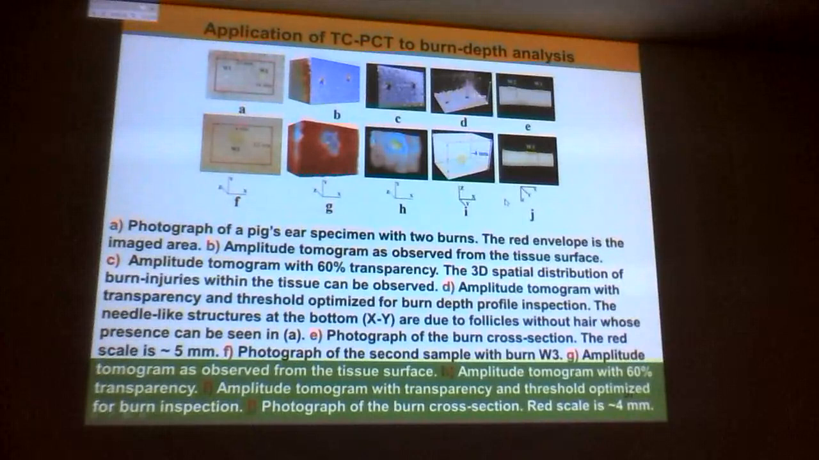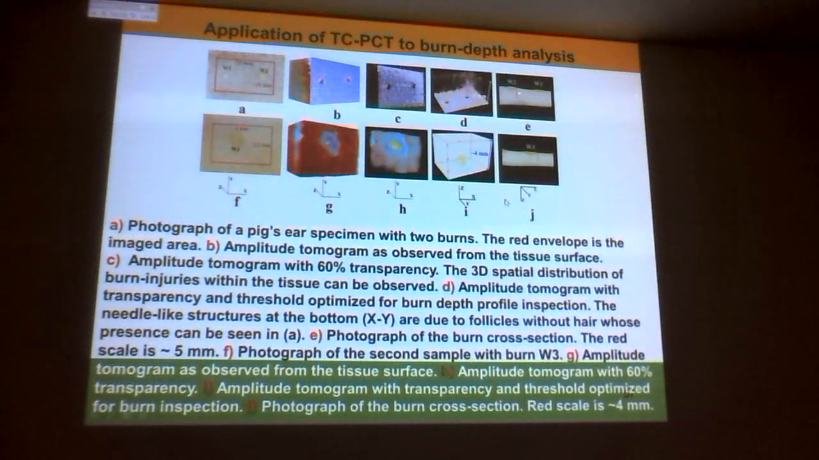So once you do the transparency, that means you're allowing some of the underlying structures to appear. And sure enough, you see now the holes that are left below the burn, because you put a wire there and you started burning the whole thing. So locally, you have changes in the structure, not only on the surface, but below the surface as well. And so this D is amplitude tomogram with transparency and threshold optimized for burn depth profile inspection. The needle-like structures at the bottom XY, so you can see these ones here, are due to follicles without hair, whose presence can be seen. These are the needle-like structures down here. But importantly, I see the images of the 2 burned cylinders showing up from below.